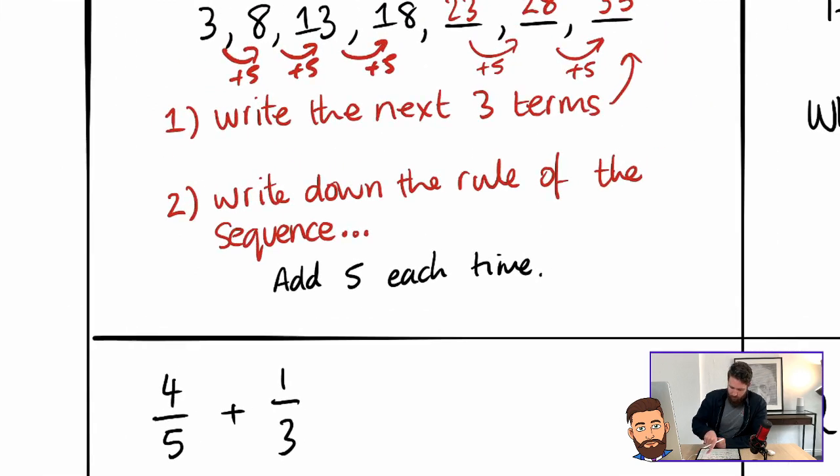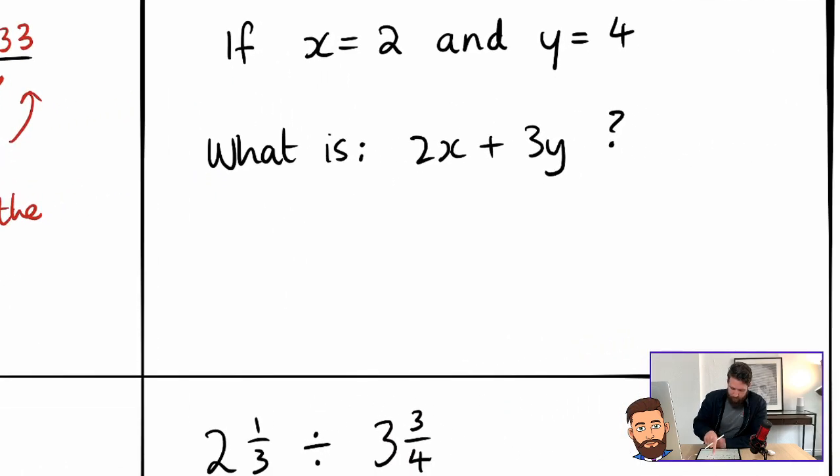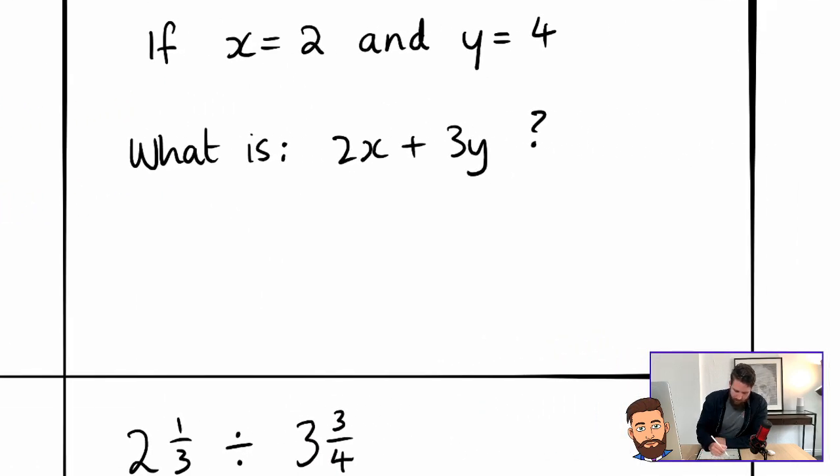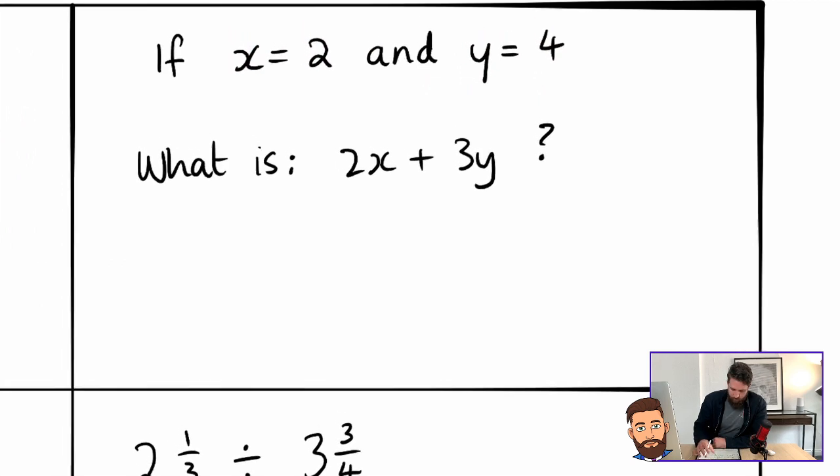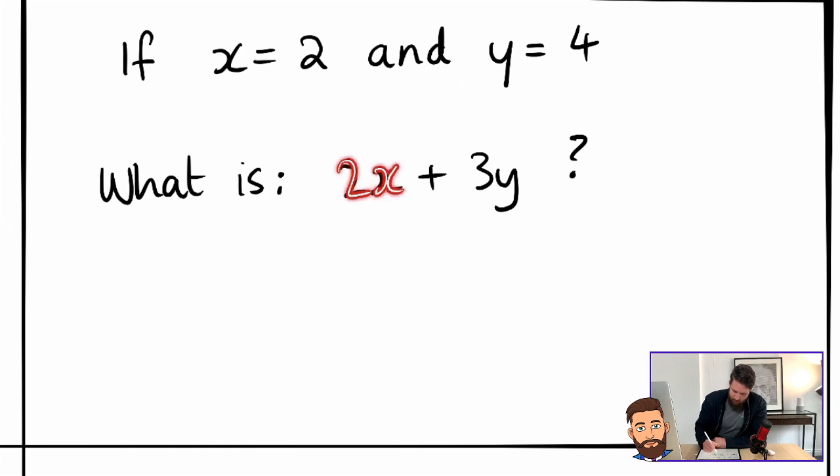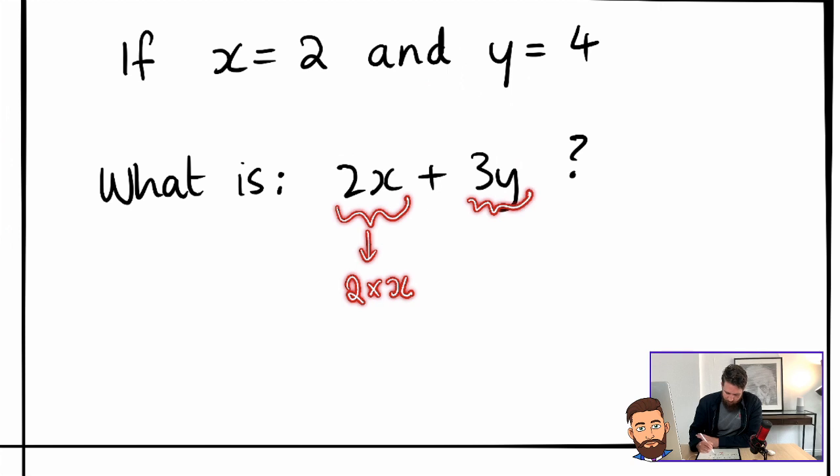If we move across to the top right question, it says if x equals 2 and y equals 4, what is 2x plus 3y? Well, the first thing that you need to recall here, what does 2x actually mean? 2x means 2 times x. And what does 3y mean? That means 3 times y.